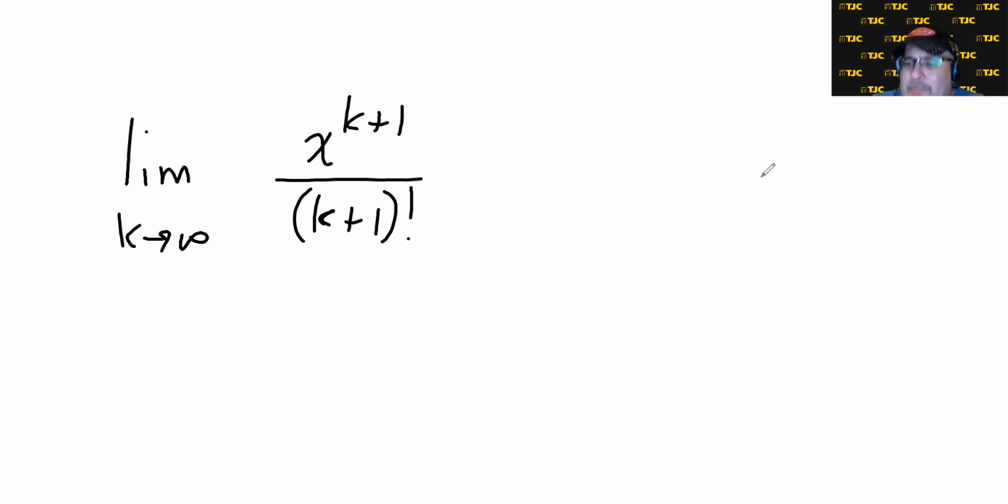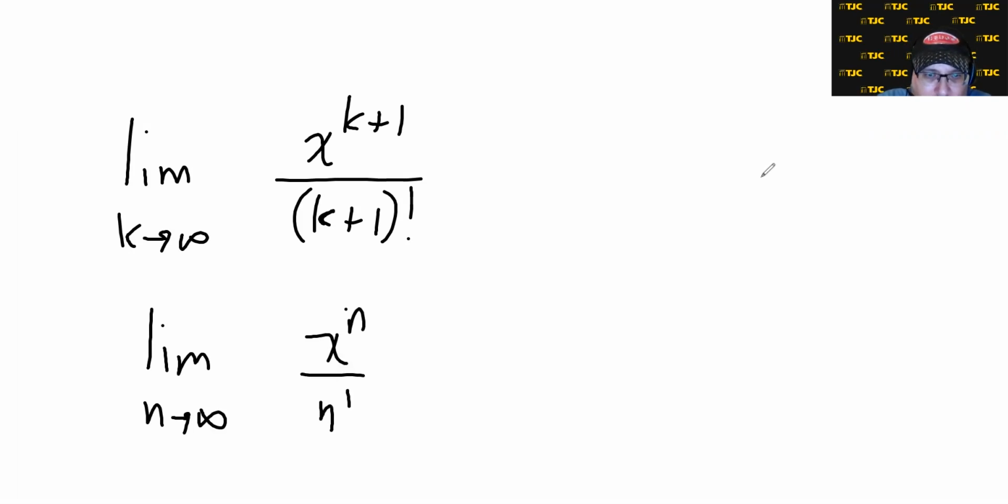Well, we've seen this type of limit before. We saw it slightly differently before. I think it looked like this. The limit as n approaches infinity of x to the n over n factorial. But we saw that limit before and it was equal to 0. Is this the same limit? It is. And the reason it's the same limit is because we can do a change of variable.